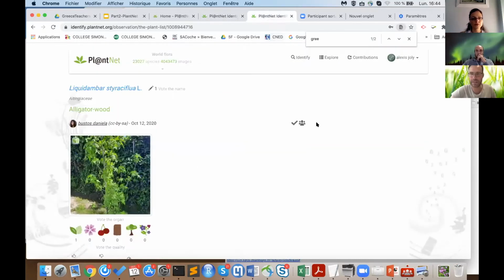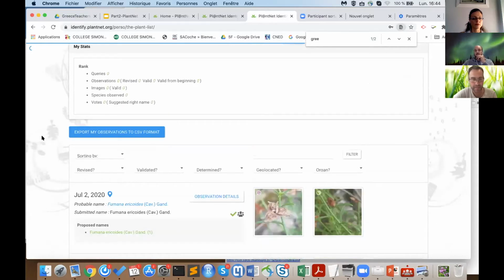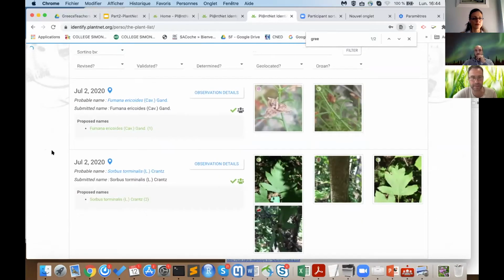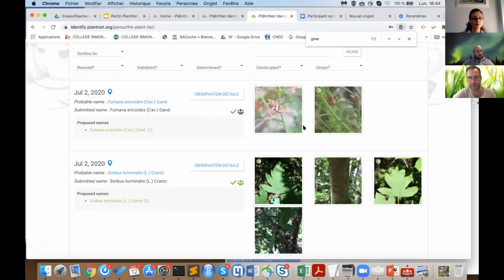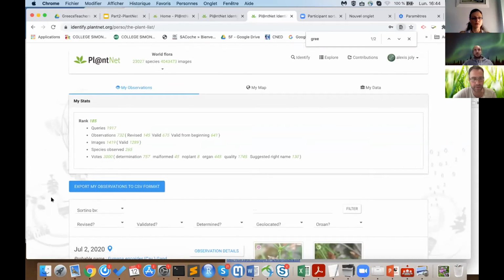Okay, and maybe the last thing I can show in the app is my observations. So this is the view of all the observations I made myself. It's basically a similar view, with the pictures of each observation I made. And if you need them, you can export your observations to CSV format, for scientists who need to study that, or for managers of parks who want to download the data.